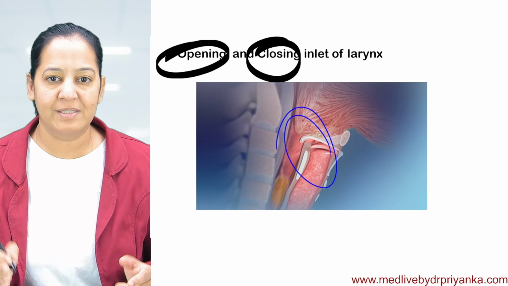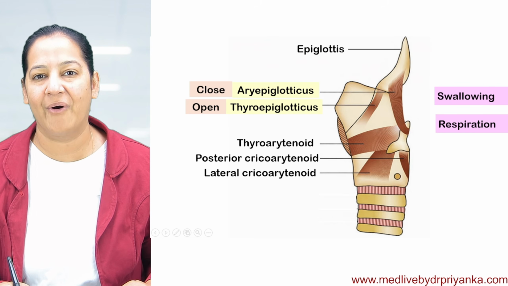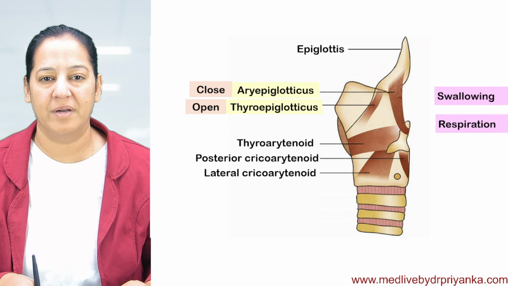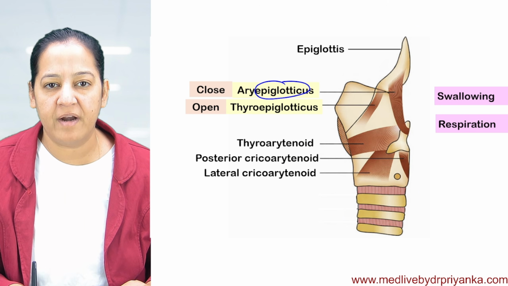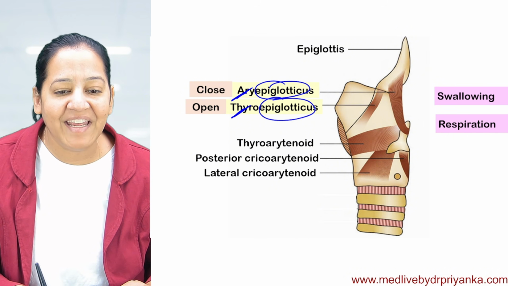It is the epiglottis which is opening and closing. So the two muscles should be attached only to the epiglottis. Right or wrong? You can see the names of the two muscles. What are the names of the two muscles? Both of them are attached to the epiglottis. One is thyroepiglottis, one is aryepiglottis.